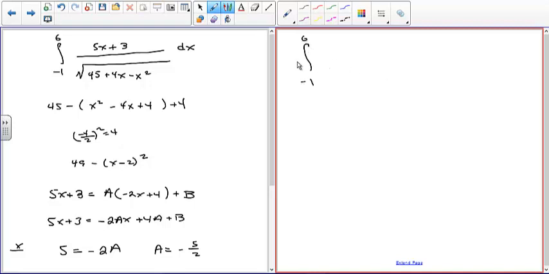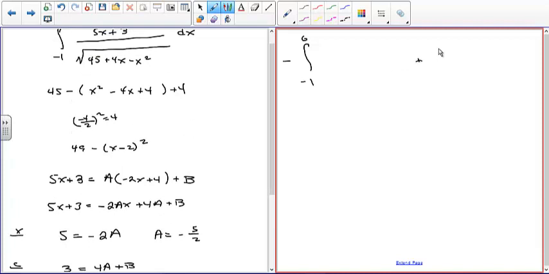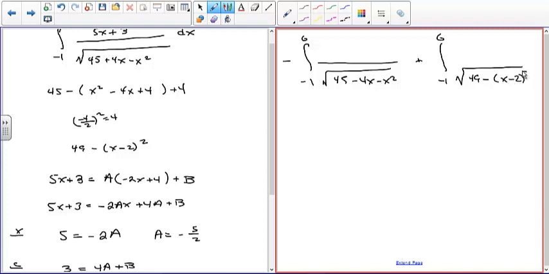So it's going to be, and the second one is negative. No, actually the first one's negative because you've got a negative a. And b is positive. So the second one is going to be positive something. And one part involves the square root of 45 minus 4x minus x squared, and the other one involves the other one, which is 49 minus x minus 2 squared dx.